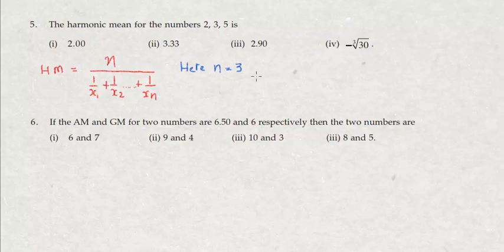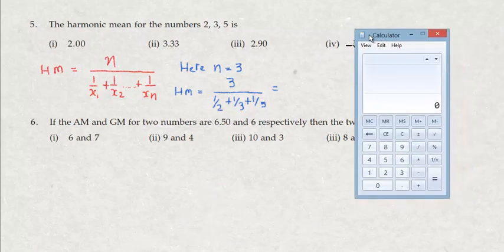By applying the formula of harmonic mean, we can write down harmonic mean here as 3 divided by 1 by 2 plus 1 by 3 and plus 1 by 5. Now this can be very easily solved by using calculators. Let me show you.